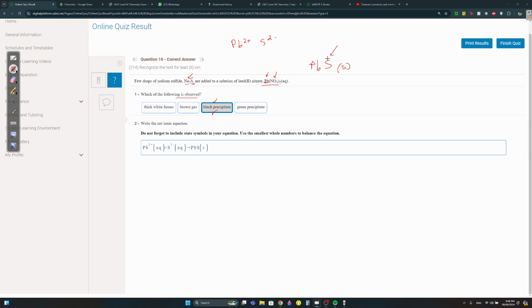What's the net ionic equation? You write down your product first, and you write Pb 2 plus, of course aqueous, and sulfur 2 minus also aqueous, and you get the full mark. It's already balanced, no?